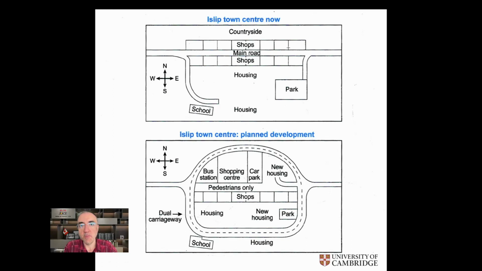So the northern part is going to be transformed. The countryside will be gone. We have a bus station, shopping center, a car park, and a new housing area.